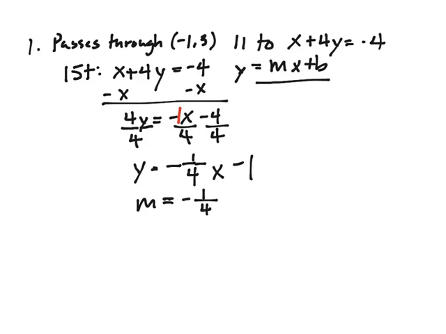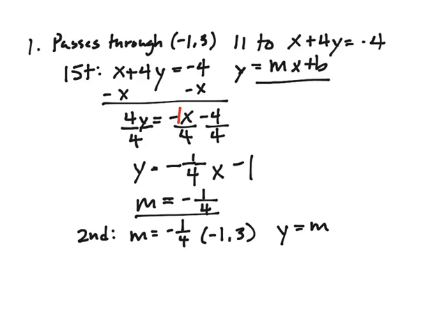Now, the second line needs to be parallel to this. Parallel means our slope is going to be the same, so you can bring that down, and then it's going to go through the point (-1, 3). So I'm going to put that into my slope-intercept form. We have x and y here, so we can put 3 equals -1/4 times -1 plus b. 3 equals -1/4 times -1, which is 1/4, plus b.